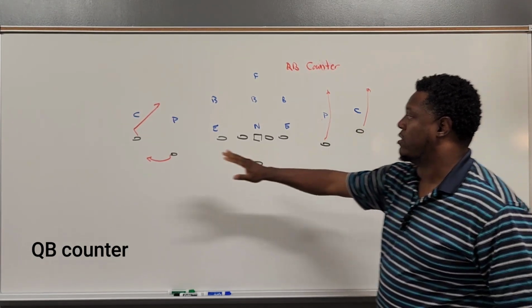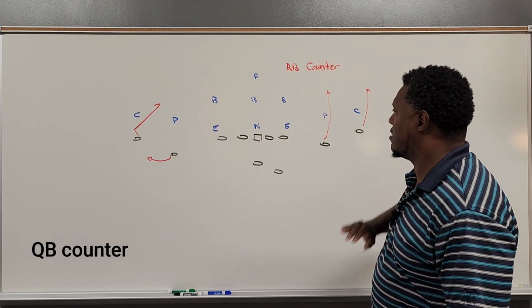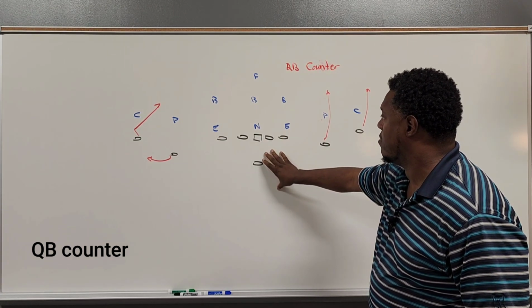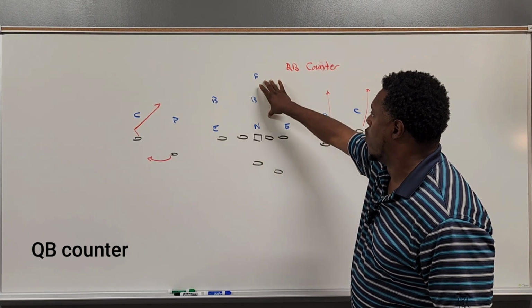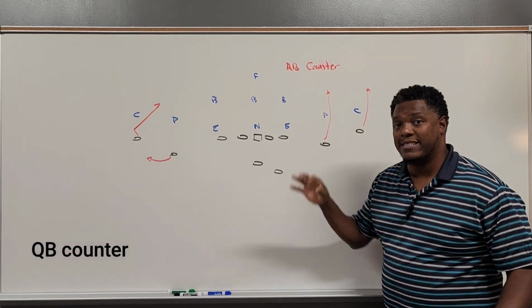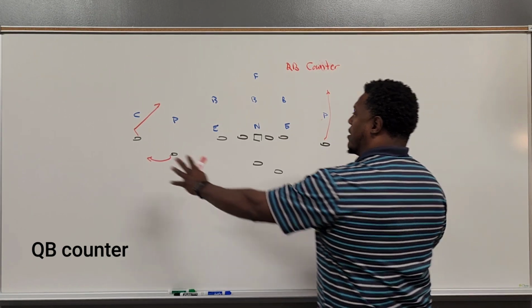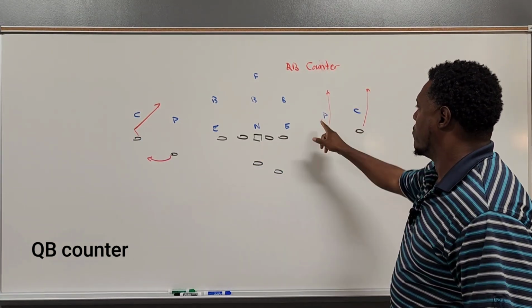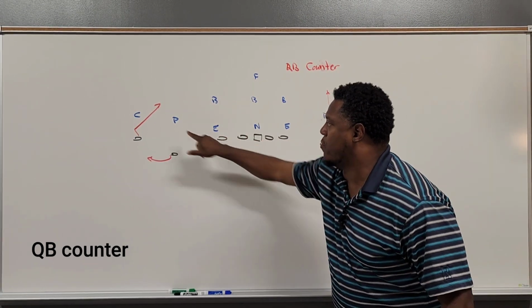The routes should block these defenders. So now it's 7 on 7, because we've eliminated the defensive backs and the ponies. They're trying to cheat one of these guys.